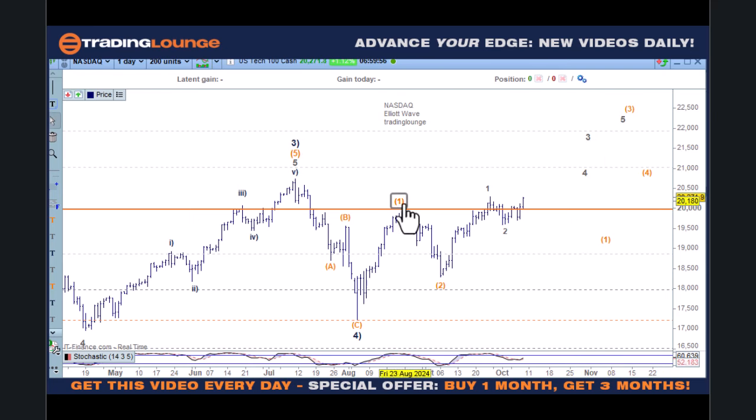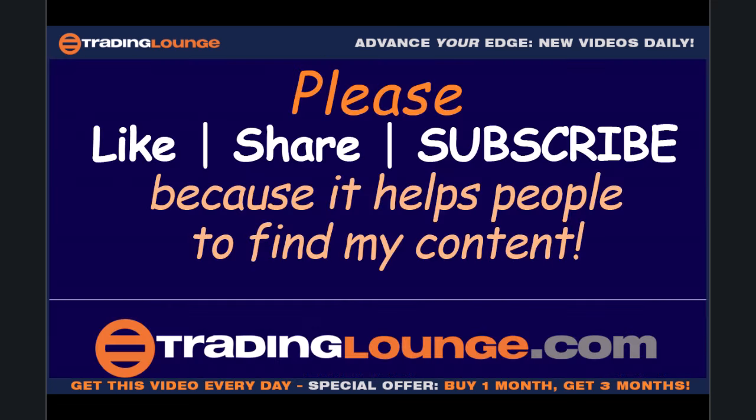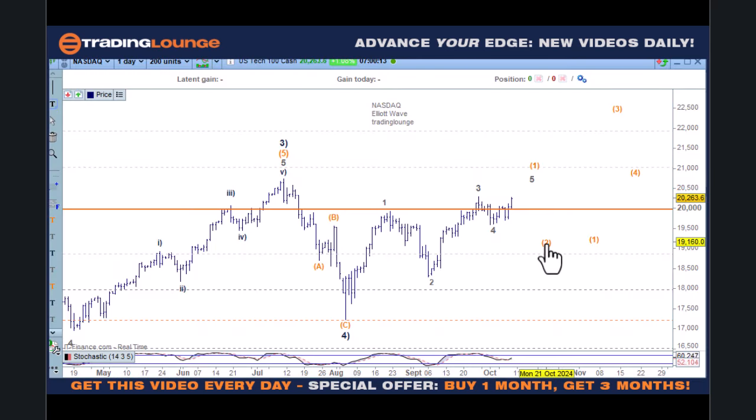The other possibility is that we look at this up here as wave 1 here. We bring wave 2 in over here, and this becomes 2 over here, and this becomes 3 here, and this becomes 4 here, and then we come into wave 5 here to make this wave 1, and we have a sharper wave 2 here. So that's possible as well, so we'll just keep an eye on that.